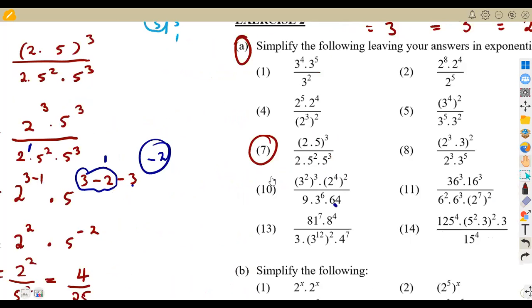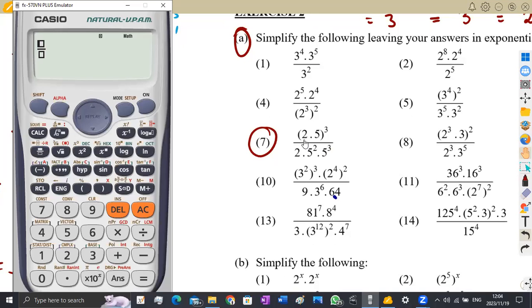Okay, so like I said, you can prove that on your calculator. If you are working this alone, you want to check that your answers are correct. This is what you can do. Just use your calculator to prove this. Put a fraction, 2 times 5, open a bracket, 2 times a 5, like this, everything to the exponent of a 3.